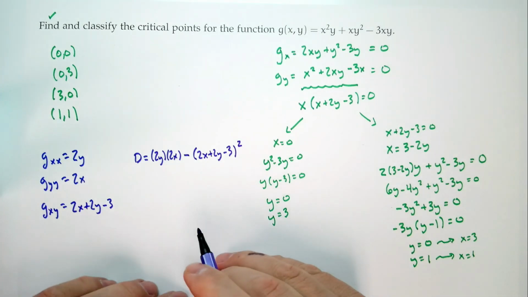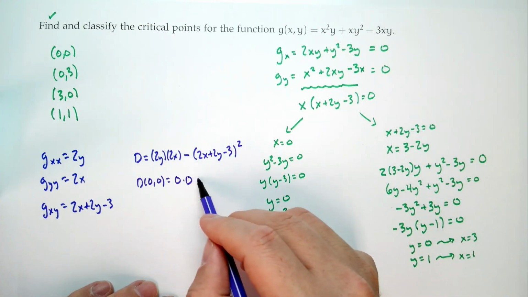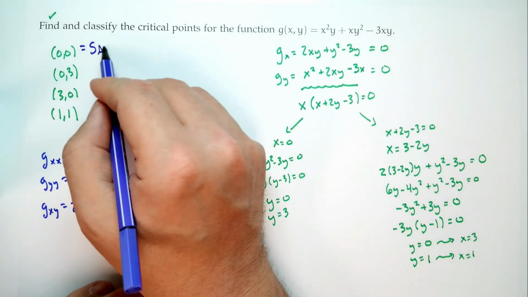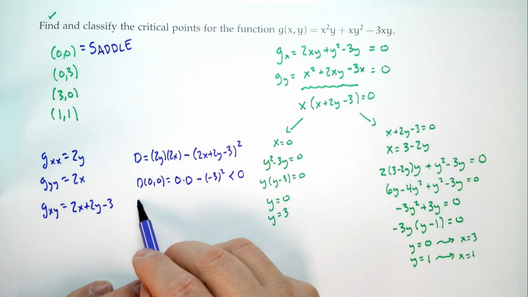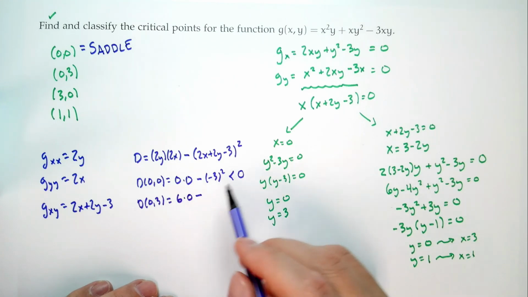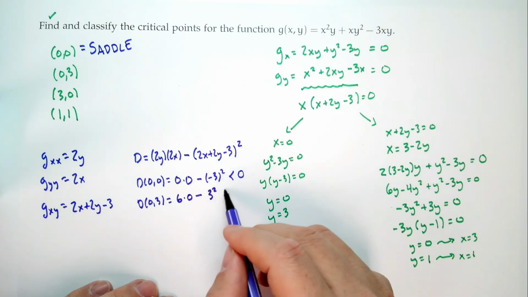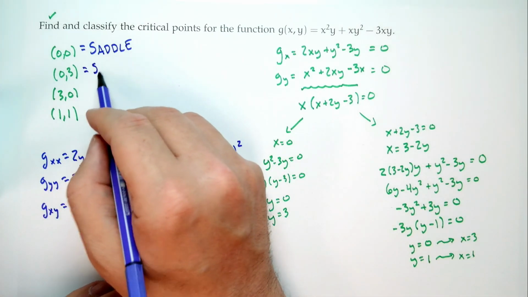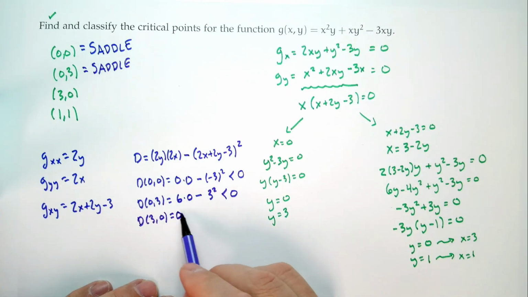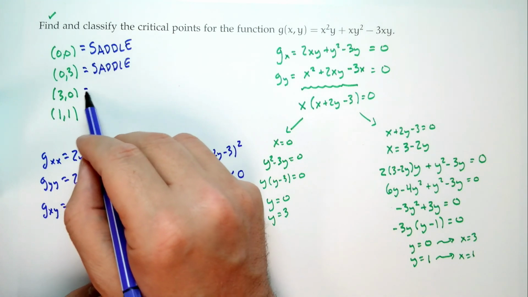Now we start plugging things in. So plug in (0, 0). Well, that's 0 times 0 minus negative 3 squared. Very negative, very saddly. All right, we've got a saddle point. Plug in (0, 3). Well, we're going to get 6 times 0 minus, then 0 plus 6 minus 3, so it's going to be 3 squared. Very negative. All right, more saddles. All of these points so far are saddles. In fact, it's going to continue, because for the next one, by symmetry, if you swap x and y, you get the same thing. So it's still going to end up with a saddle.